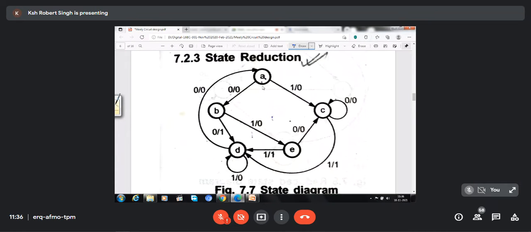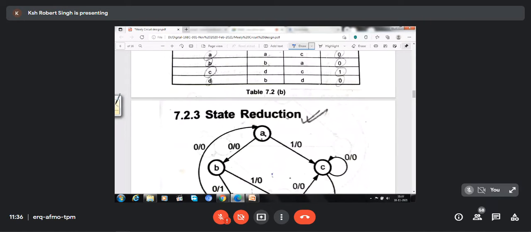Now, this is also a Mealy circuit. Why? Output depends on the input. From A, it goes to C when input is 1, output is 0 at the time. From A, it goes to B when input is 0, during the time output is 0. From B, it goes to E when this is the condition. From B, it goes to D, and from D, it goes to A when this is this. So you can understand, right? It is very easy. The arrow indicates everything. Okay.